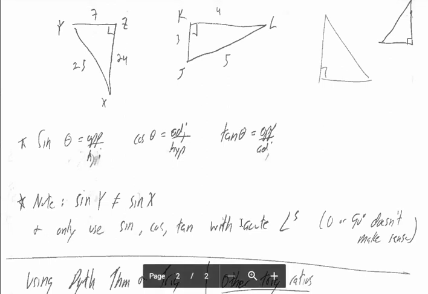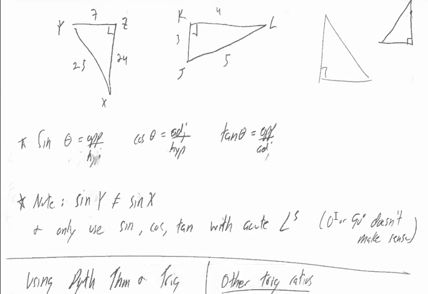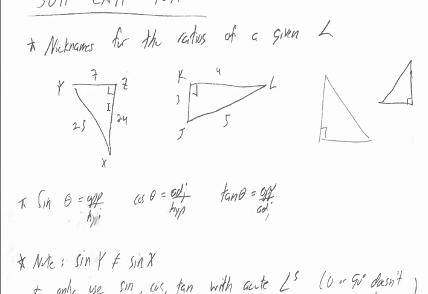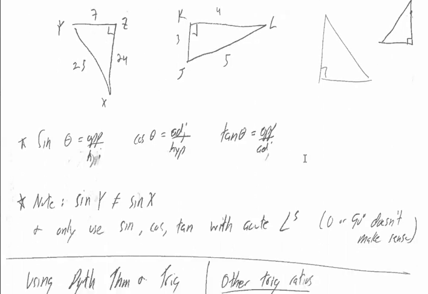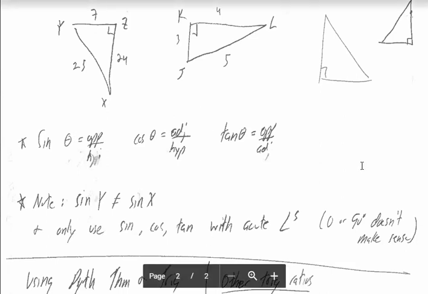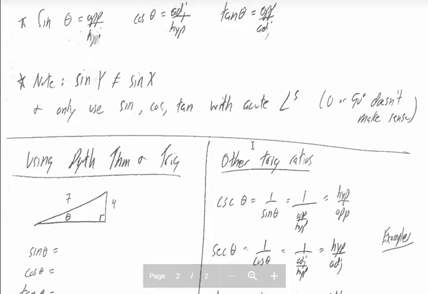Also, we only use sine, cosine, tangent at this time with acute angles, which means 0 degrees or 90 degrees doesn't make sense. We'll find out later that we can expand these definitions, but for now it would be nonsense to talk about the sine of a 0 degree angle, because you can't even make a triangle with a 0 degree angle. If another angle in a right triangle is 90, then you'd have a 90 degree here and a 90 degree here, and those two sides would never meet in standard Euclidean geometry.